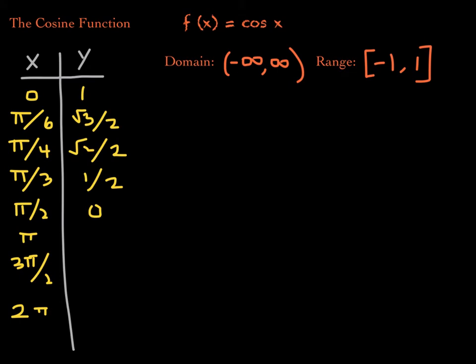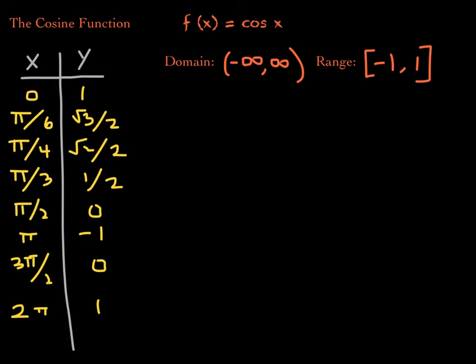Let's continue. Cosine of pi is negative 1. Cosine of 3 pi over 2 is 0 again. And cosine of 2 pi is 1. Notice your x-intercepts. Pi over 2 and 3 pi over 2 are your x-intercepts. Notice your maximum here at 0, 1. You hit a maximum again at 2 pi, 1. And you hit a minimum at pi.